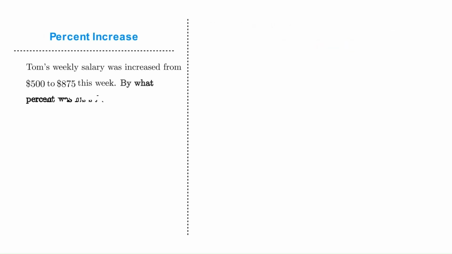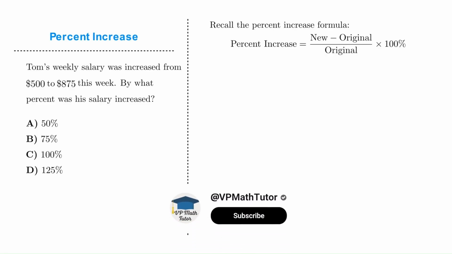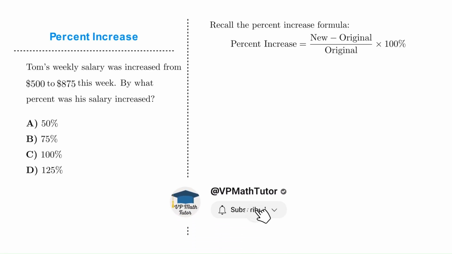Let's look at a problem involving percent increase. Tom's weekly salary was increased from $500 to $875 this week. By what percent was his salary increased? To find this, let's first recall the formula for percent increase. Percent increase equals the quantity new value minus original value, divided by the original value, multiplied by 100%.